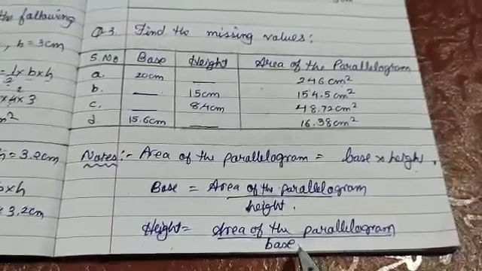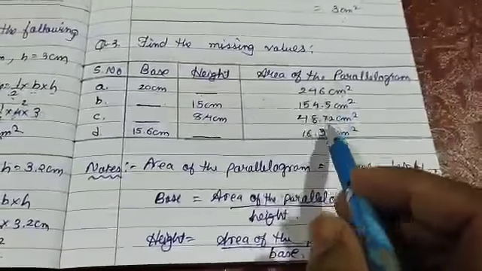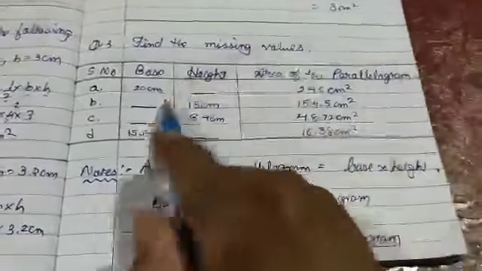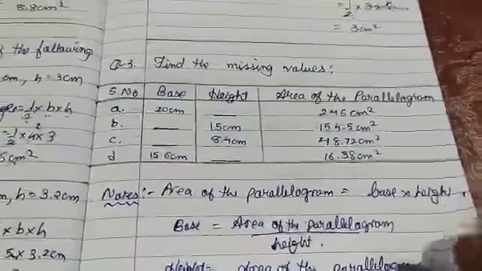So dear student, it's very simple, and in such kind of question there will always be a value of area given. So let us start. First one, that is 20 is the base and height is missing and the area of parallelogram is 246. So let us see how to do such.